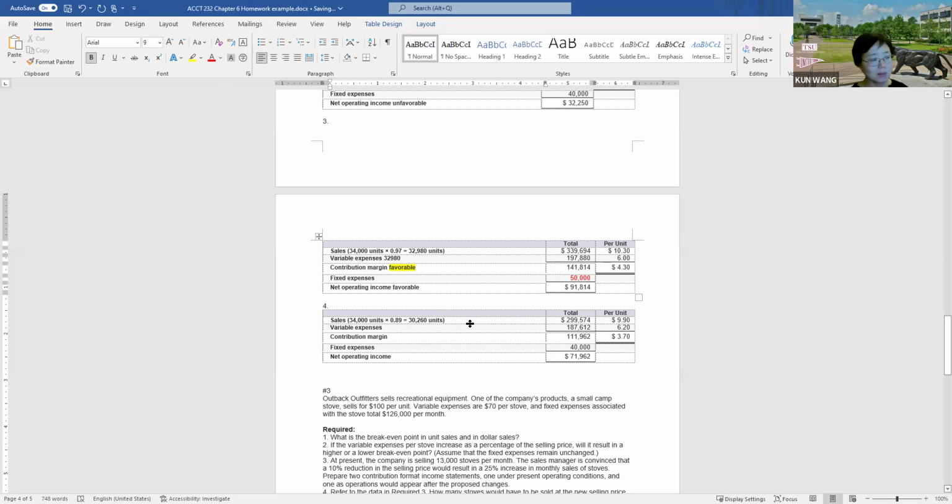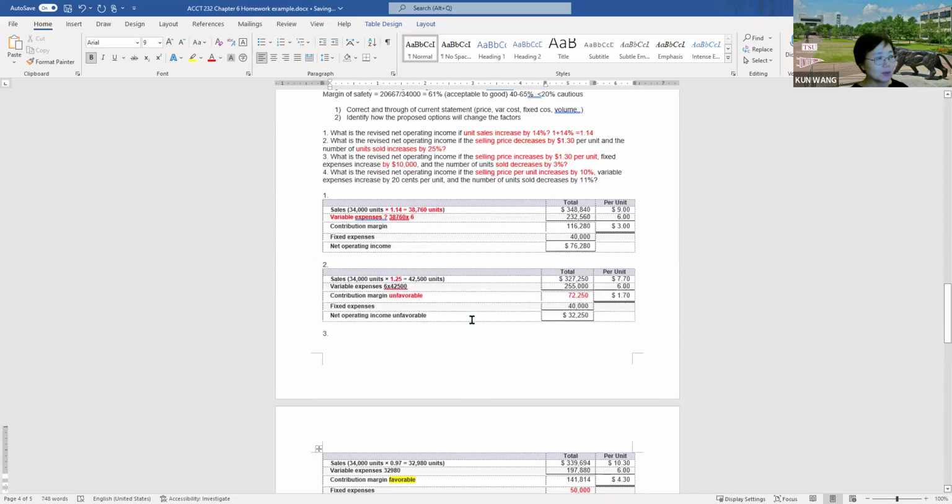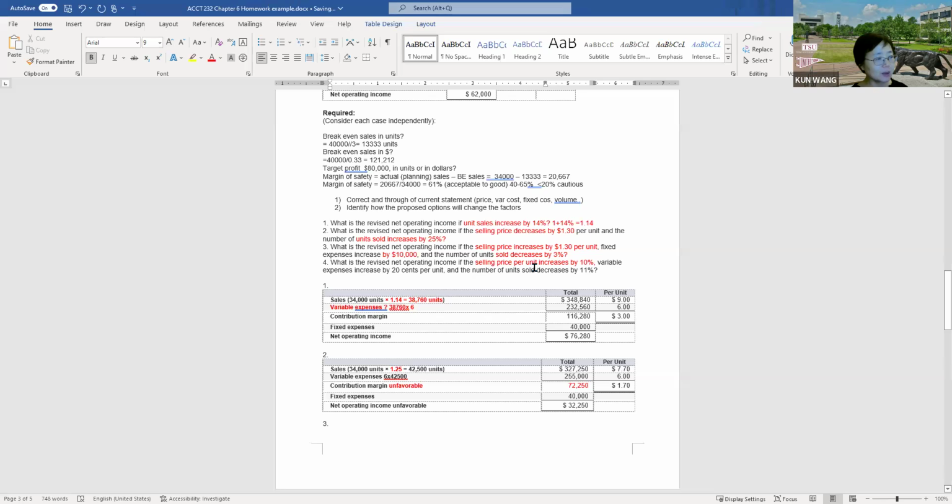Now finally, number 4. This one is where we are increasing the price by a percentage, and also increasing the variable expense, maybe your material, labor, or variable overhead. This increase is 20 cents per unit. Read the question carefully so you can capture the change in your calculation correctly. And combined, that gives us a decreased sales volume by 11%. This 11% is quite a large drop in your volume.